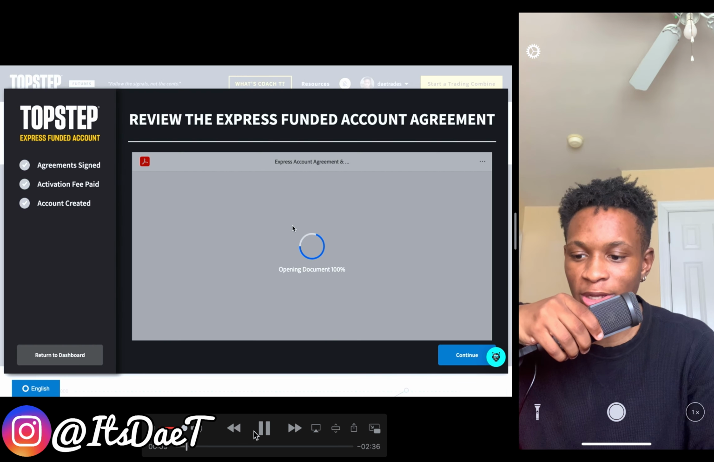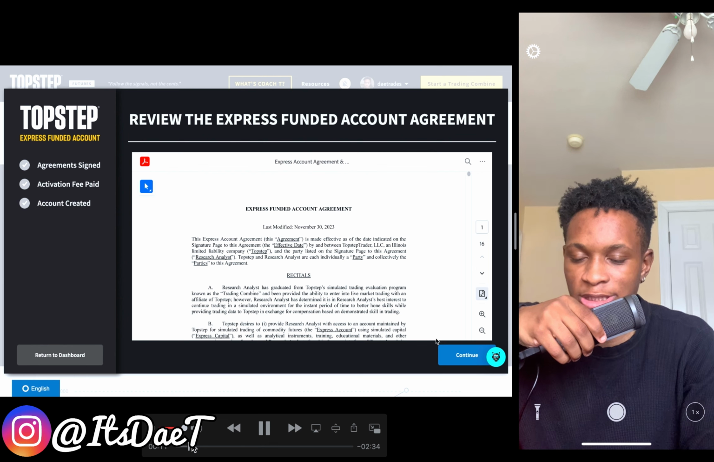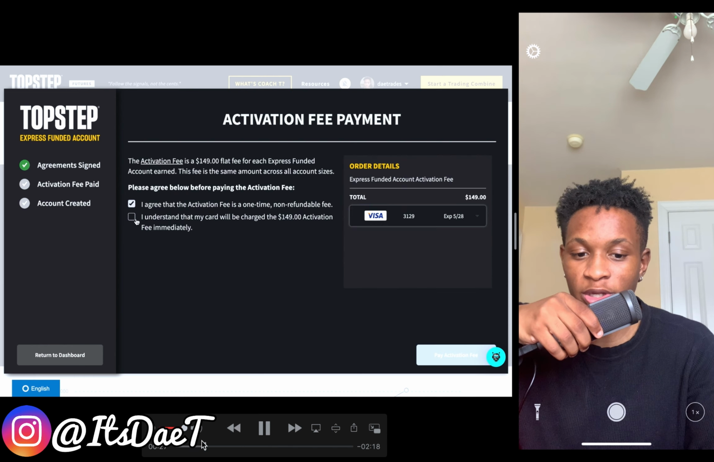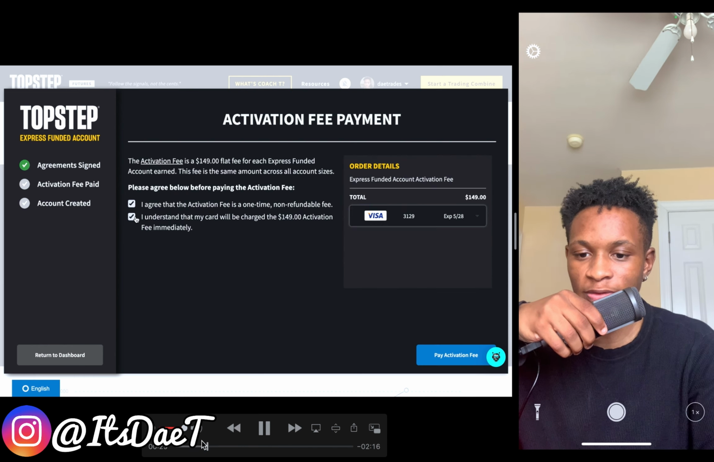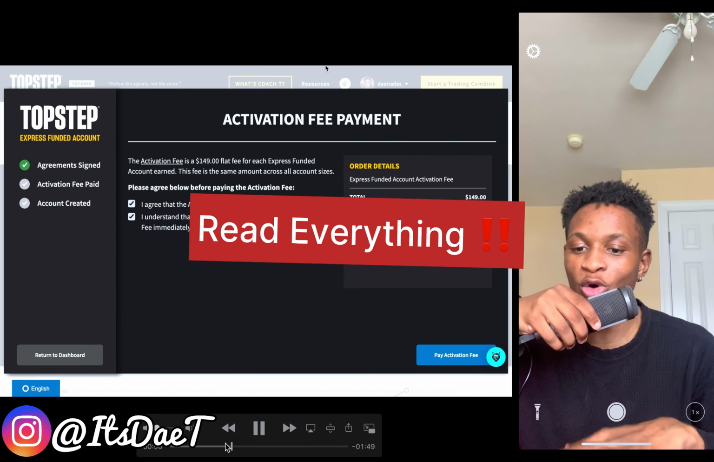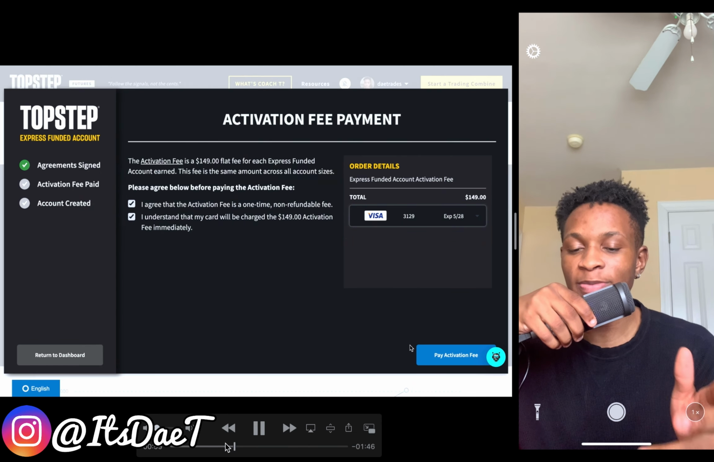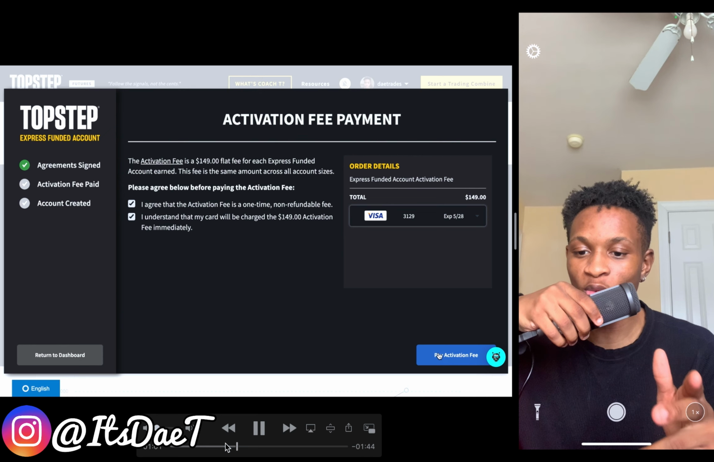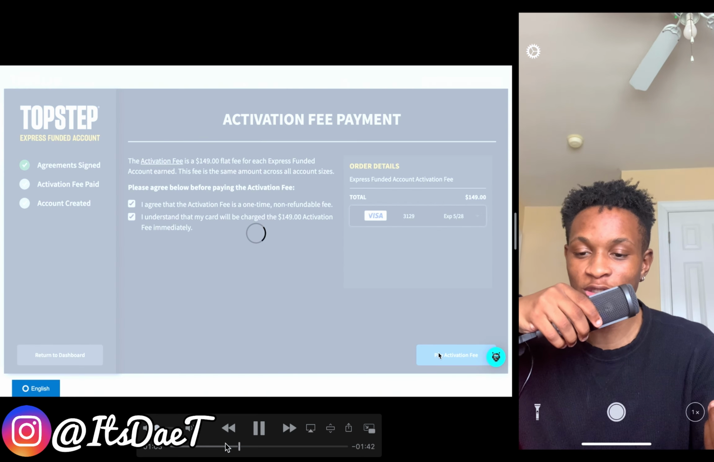I'm just going through the agreements, hitting continue, agreeing to the terms and conditions and the activation fees. Make sure y'all read everything too. I know it's a lot. I know y'all don't want to go through it. Please make sure that y'all read it, because y'all truly never know what's going to be in those contracts unless you read them.